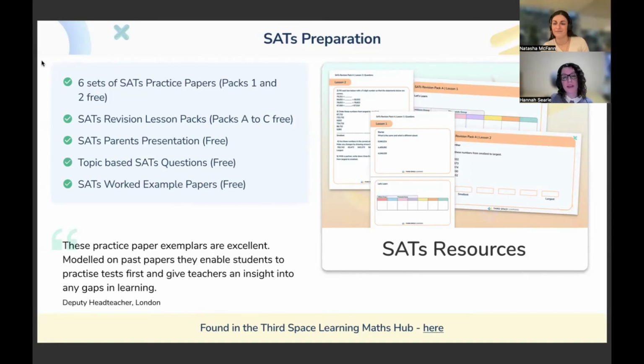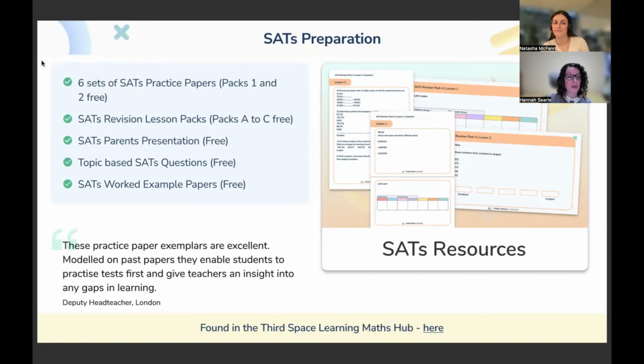Then we've got, similar to the multiplication tables check presentation, a SATs parents presentation that you can use. It's obviously a big time for parents. It's getting towards the end of the primary year. They're moving on to other things. So it's all a bit nerve-wracking for parents as well as for pupils. So the presentation just helps you to run through what parents should expect.